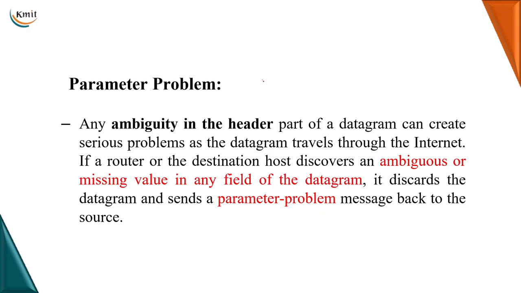Next message is a parameter problem message. Now, if you know about the header formats I have taught you in IPv4 and IPv6, there was a lot of information in the header. And if any of the header fields is ambiguous, or if there is a missing field in the header of the datagram, then this message called parameter problem is sent. It will inform the source machine that there is some problem in the header, or there is a missing value in the header. See, for example, in the header you have the source address and the destination address. And if the destination address is missing in the header, it will be a problem. Where will you deliver the datagram? That is why we send a parameter problem when we have any such difficulty.